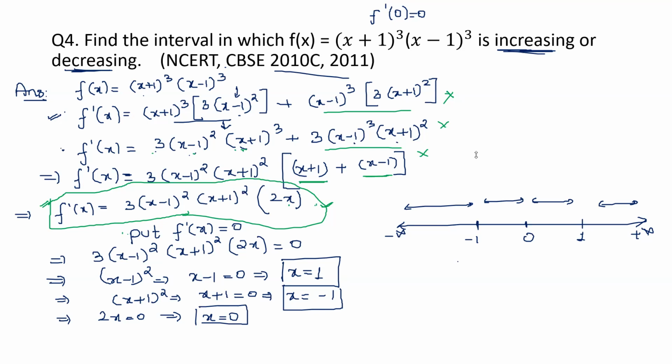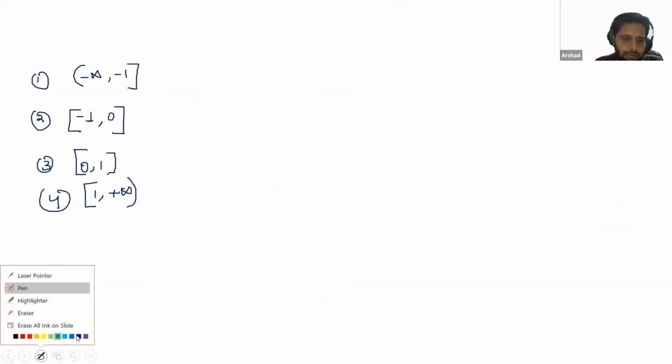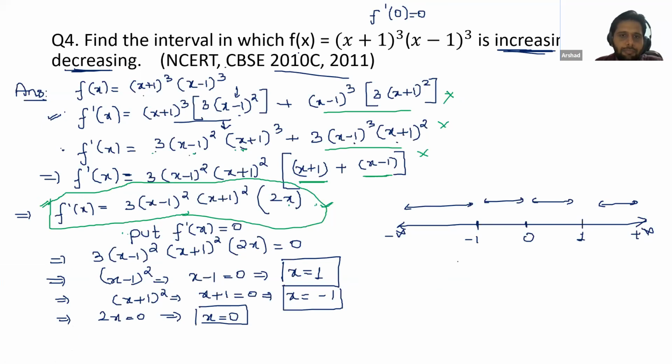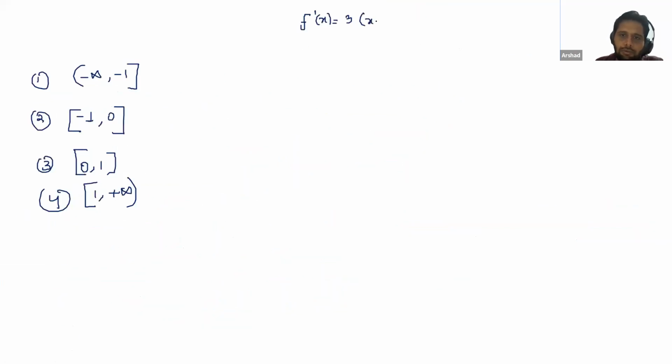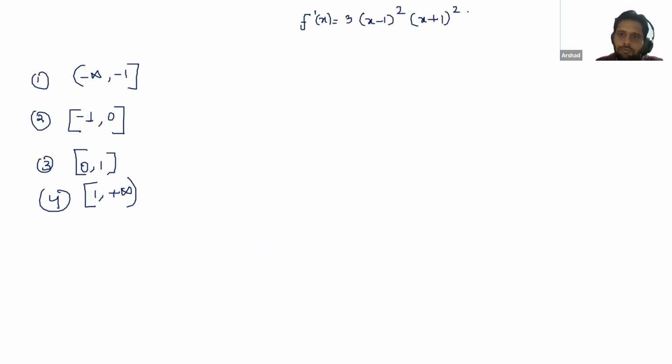Okay, first, you are getting strictly decreasing on the first two. So let me check this. I will not draw that complete table, but you have to do it. I will just check from this function, f dash x, which is equal to 3, x minus 1 whole square, x plus 1 whole square, and 2x.